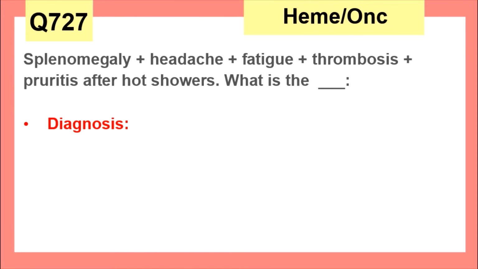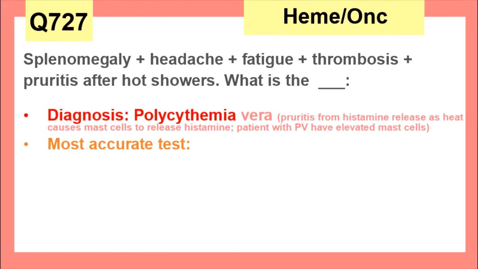727. Splenomegaly, headache, fatigue, thrombosis, and pruritus after showers. So what's this diagnosis? This is polycythemia vera, again, where we see an increase in all three cell lines, especially red blood cells. Now there's going to be itching because of the histamine release, because these patients have so many basophils, so many mast cells, so there's going to be histamine release from the heat of the shower. It's not the water, it's the heat. And the most accurate test is the JAK2 mutation. We see this in 95% of patients.